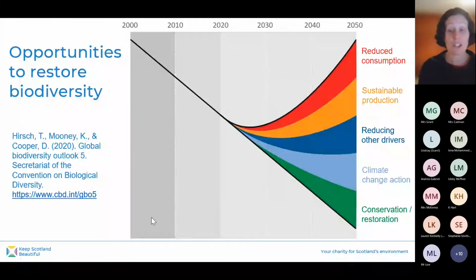However, if we start to make changes and do things, we can reverse this trend, and we can reverse it quickly. That's what this graph shows: if we do all of the things on the right, we can reverse the current biodiversity crisis and get back to levels that we were at in 2000 within about 25-30 years, which is not long.